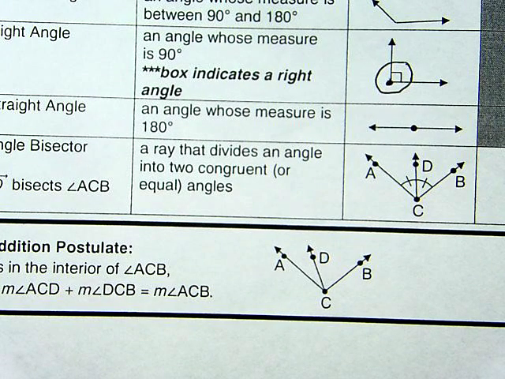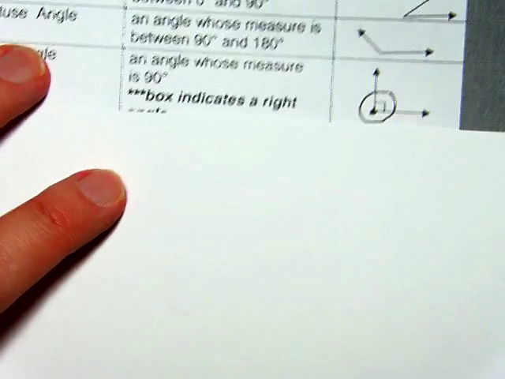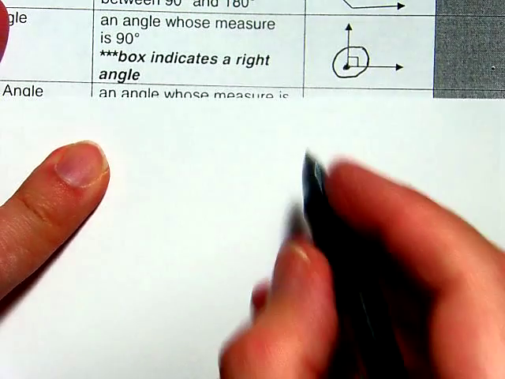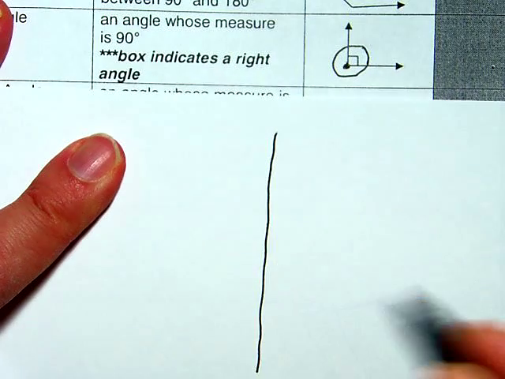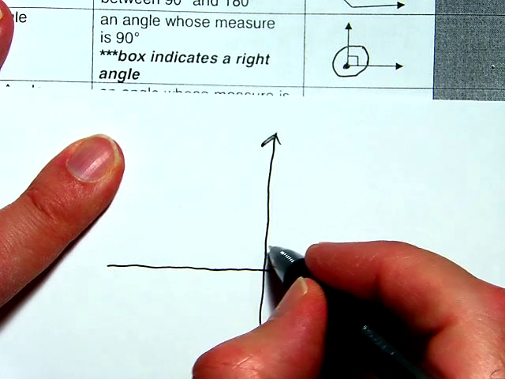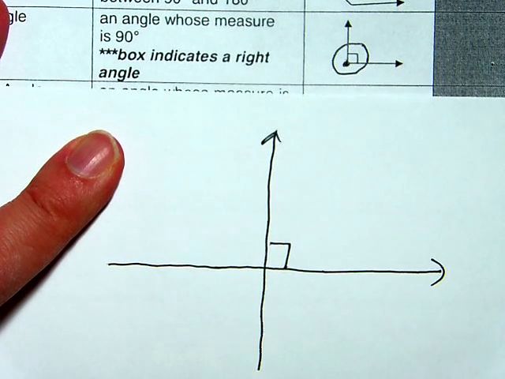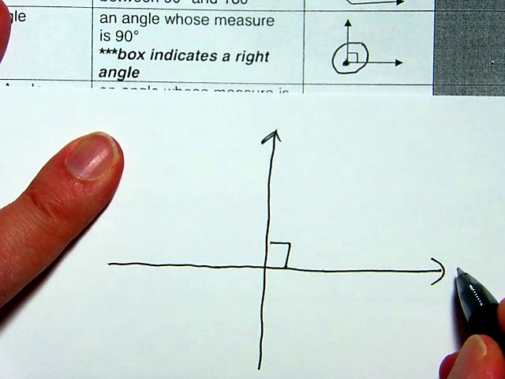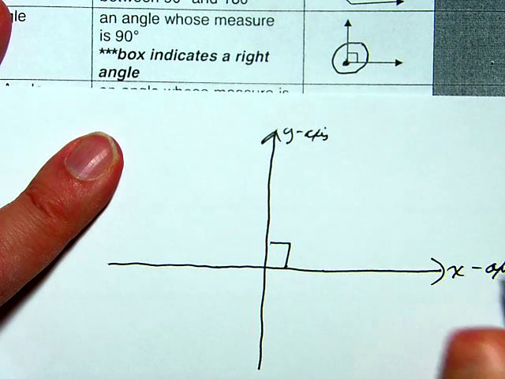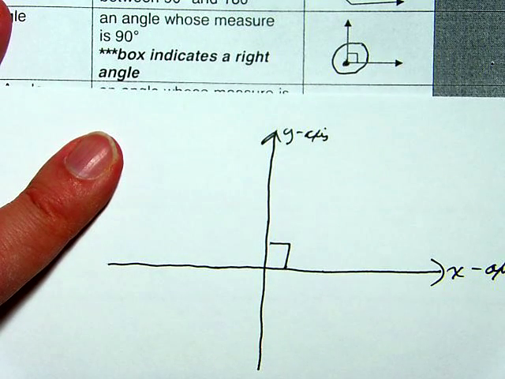Let's do this again. One line is perfectly vertical, going up and down, and one line is perfectly horizontal, going left to right. And that is an example of a right angle. For example, you have one vertical line like the y-axis and one horizontal line like the x-axis, and we would call those perpendicular. They're pointing in perpendicular directions.